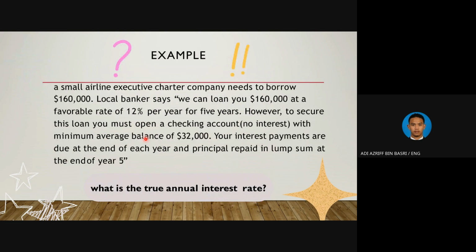Okay, for example, there is a small airline executive chartered company that needs to borrow 160,000. A local bank can loan you about 160,000 at the favorable rate of 12% per year for 5 years. However, to secure this loan, you must open a checking account, no interest, with a minimum balance of 32,000. So you need to have cash of 32,000 in order to get the loan. Your interest payments are due at the end of each year and principal lump sum at 5 years. So what is the true annual interest rate?